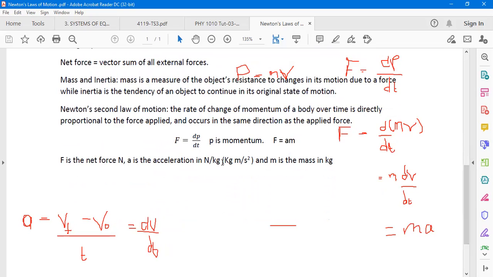This represents a newton and not the units for acceleration. These only are the ones that are the units for acceleration, meters per second squared. Meters per second squared.